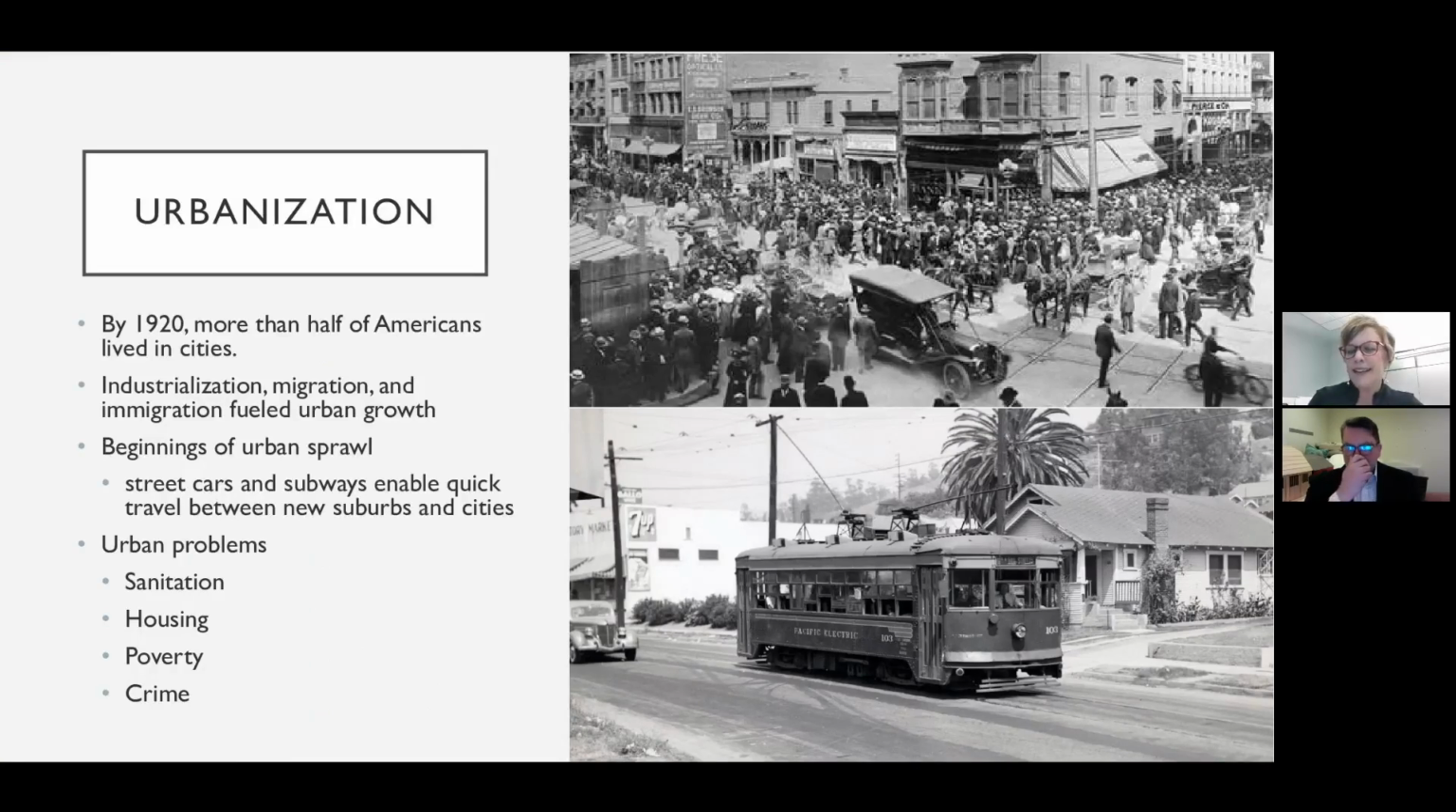So what's happening in this time period, the early 1900s? Urbanization across the country. By 1920, more than half of Americans were living in cities. So you had industrialization, migration, and immigration all fueling this urban growth. And with that, you also got the beginnings of sprawl as people started to move out into streetcar suburbs, satellite communities around a lot of central cities. And part of that was to flee urban problems. So with this huge and really rapid urbanization, you had issues with sanitation and housing shortages and poverty.